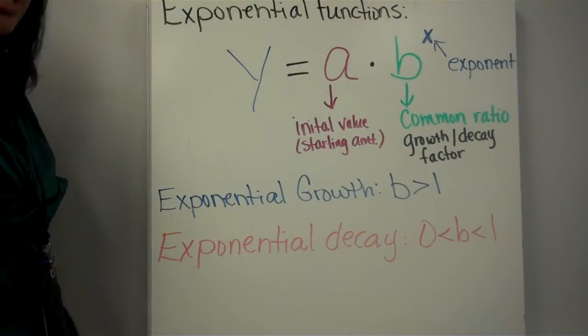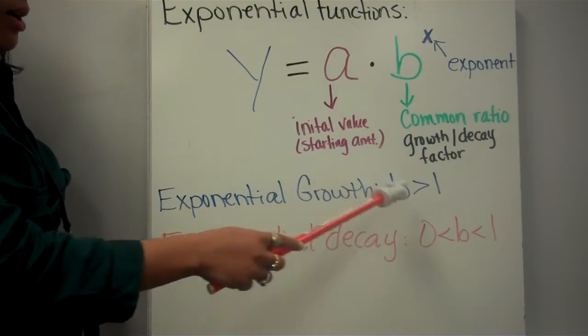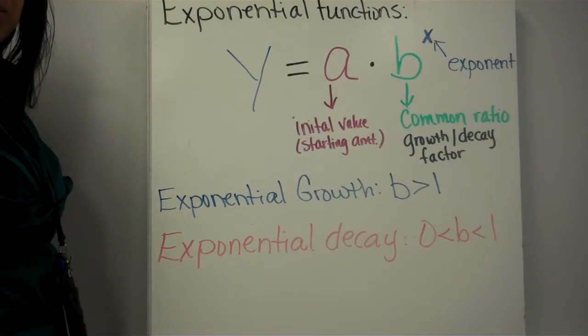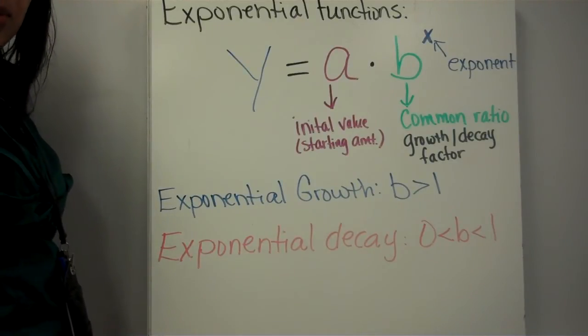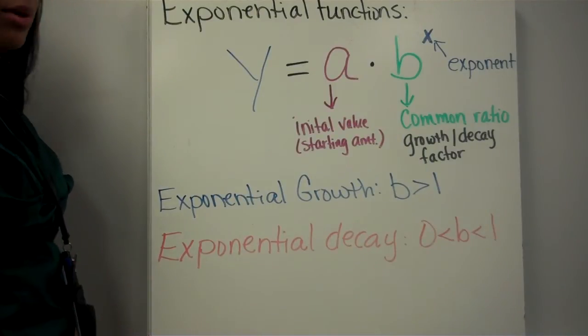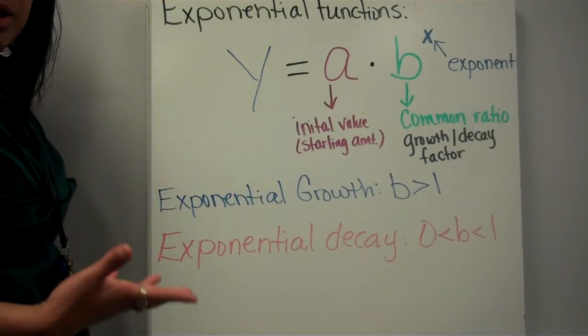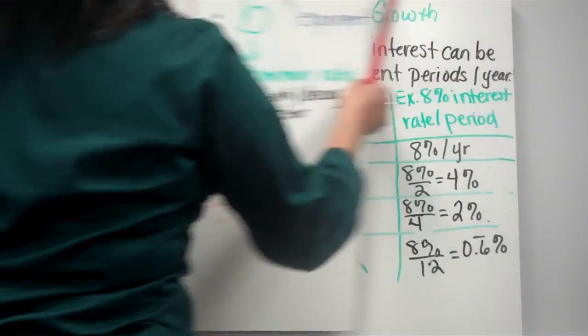some component of time. Exponential growth: if your b is greater than 1, then there's exponential growth. If your b is greater than 0 but less than 1, then there's exponential decay. Basically, b would be a fraction if you experience exponential decay. Now let's apply that to some examples.